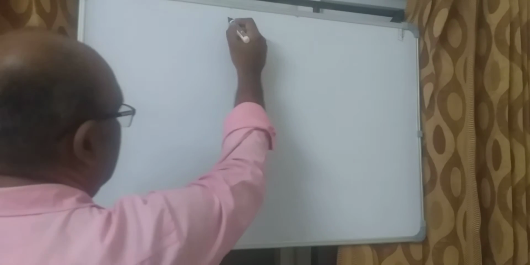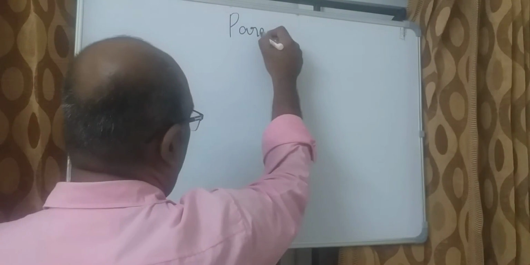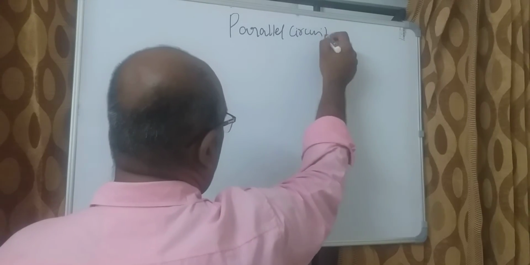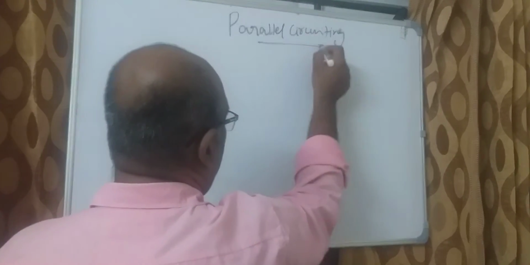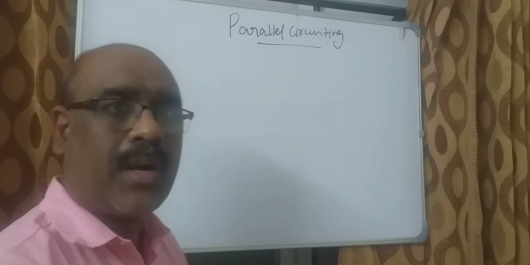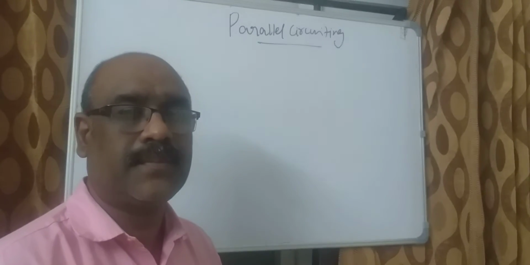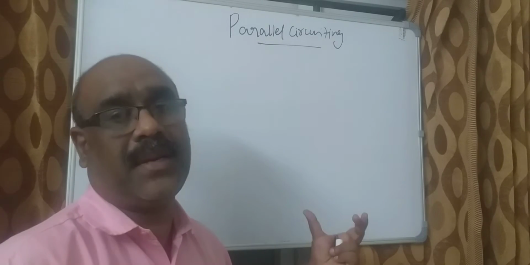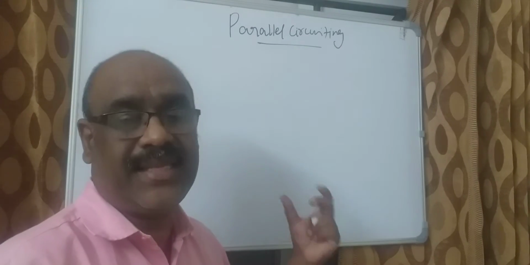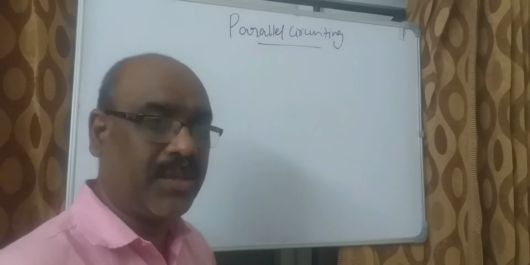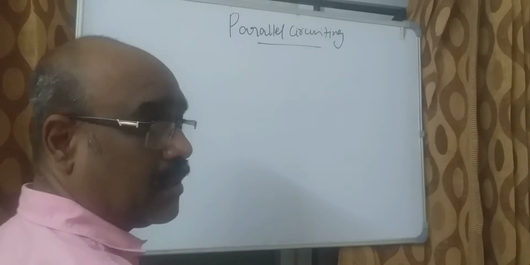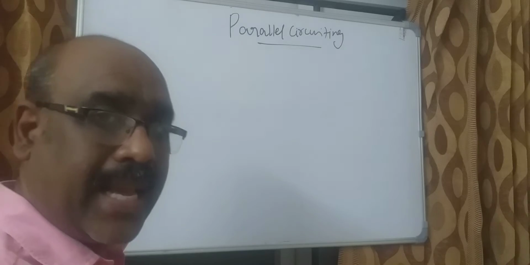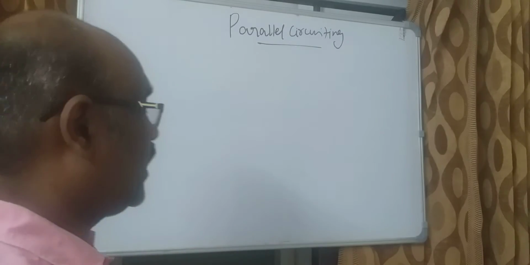So parallel circuiting. So what is a parallel circuit? It is nothing but connecting all the appliances parallel to each other in an electric circuit. Very simple, we can draw a very simple parallel circuit diagram for a better understanding.